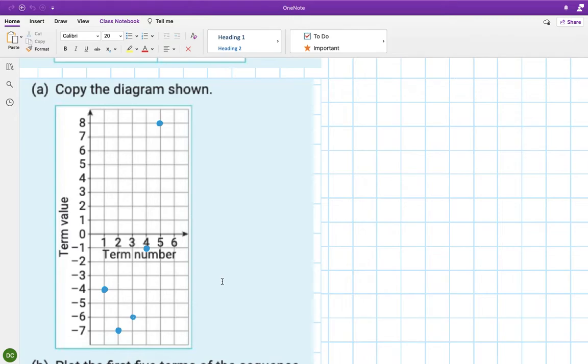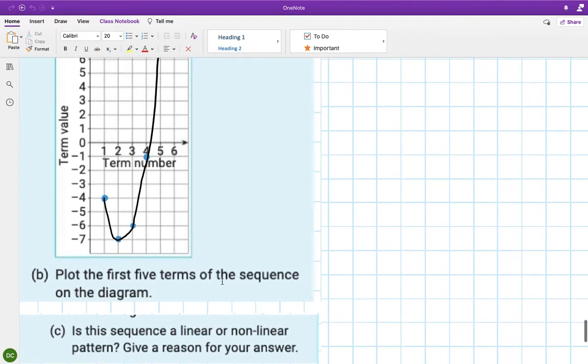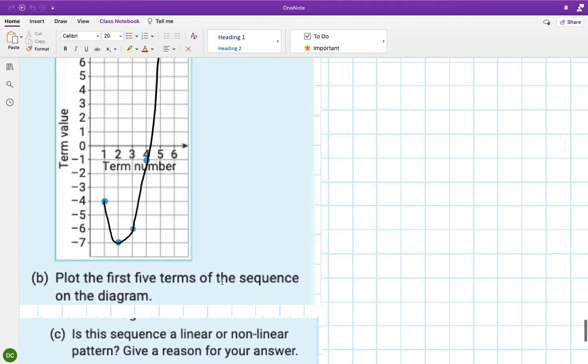So you're drawing the dots, but you have to draw them in the order that you put them in. Do you know what I mean? So we did this one first, then this one, then this one, then this one, and up to that one. Is this sequence linear or non-linear? Okay, nice and easy. It is definitely non-linear because what did I just draw? The graph is a curve. I did not draw a straight line, I drew a curve.